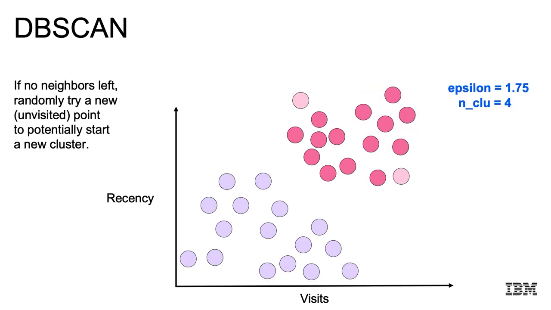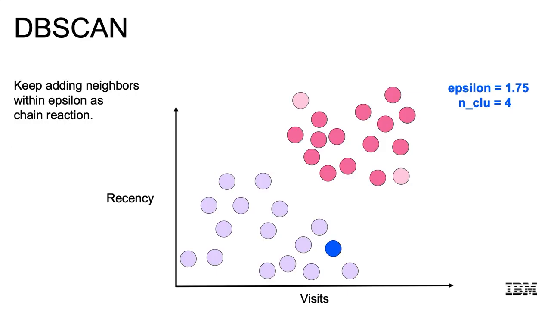We still have to search along all the points, and then if there are no neighbors left, we will randomly try a new unvisited point to potentially start a brand new cluster. And when we do that, here we start with the blue, we need to check, is this going to be a core point once again? So we check again within epsilon of this new random point that we sought out. We see that it is a core point. Now we have started our new cluster.